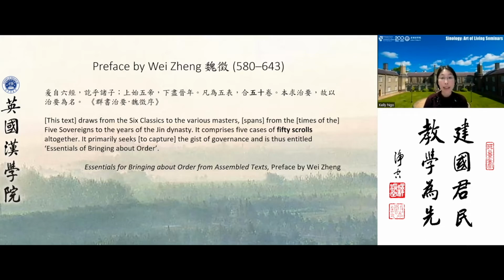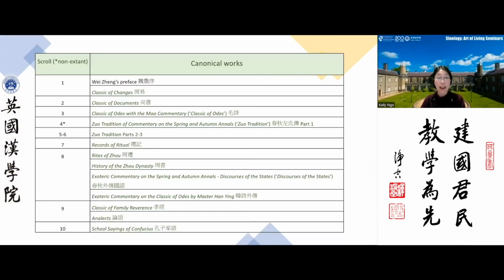It draws from the classics to the various masters, spanning the earliest times of Chinese history through to the Jin dynasty, and it comprises 50 scrolls altogether. Compared to over 600, this is compact. This is great. And it primarily seeks to capture the gist of governance, and that's why it's entitled The Essentials of Bringing About Order, at least in English. So get the idea that it's compact.